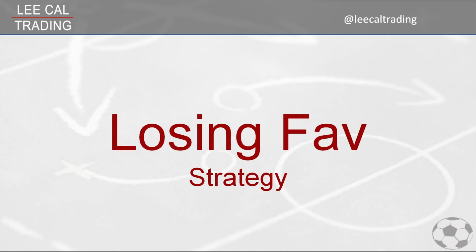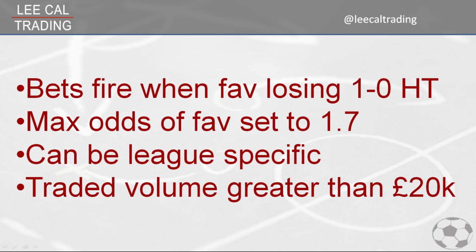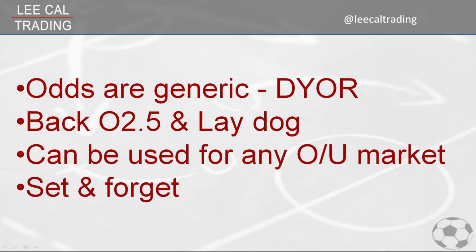So this is the losing favourite bot, and it's a small spin on what I've already done before, but this time it's going to place 2 bets. If at half time it identifies that the heavy losing favourite, whether home or away, is losing 1-0. For this example, the max odds of the favourite is set to 1.7 and the traded volume is greater than £20,000. Again, this is totally editable. All of the odds in this example are totally generic, so please do your own research.